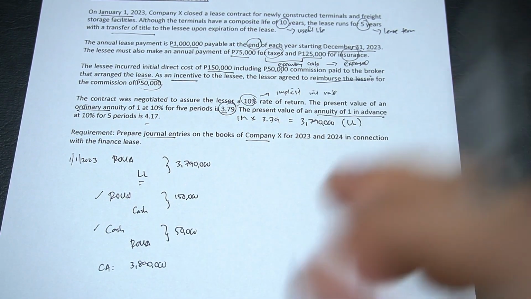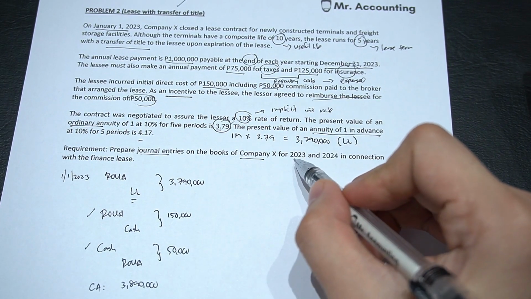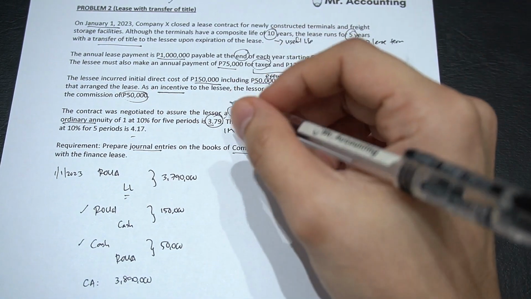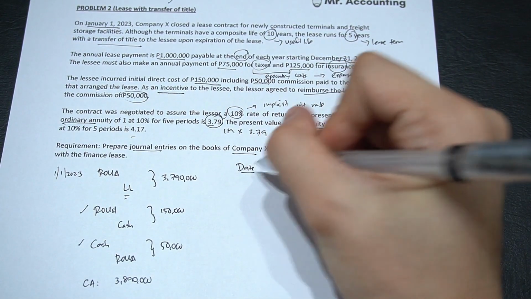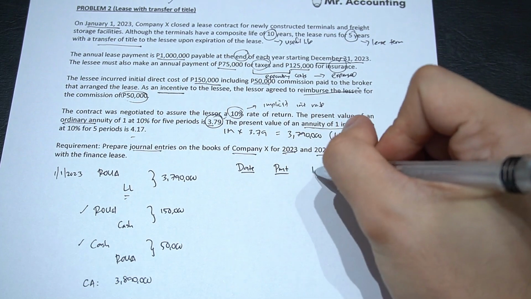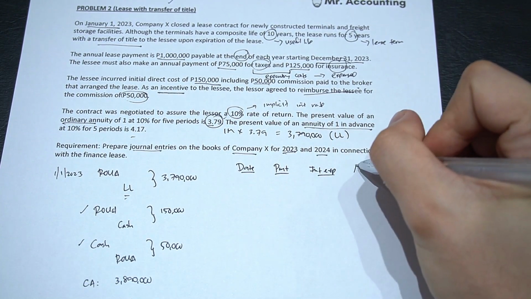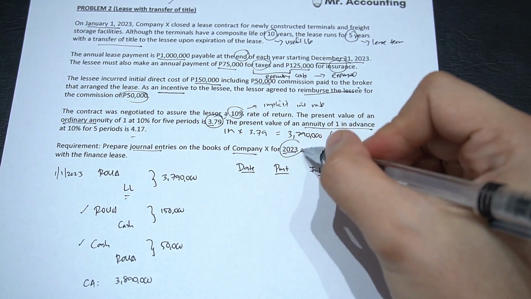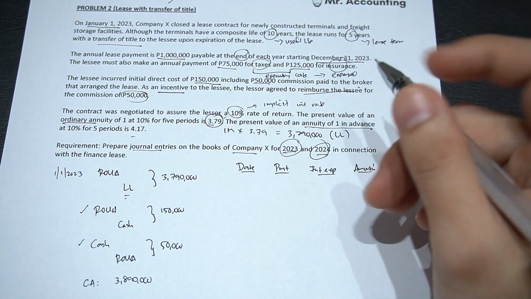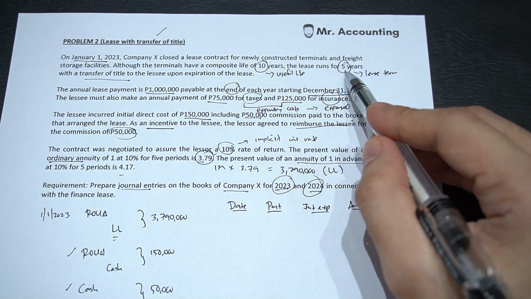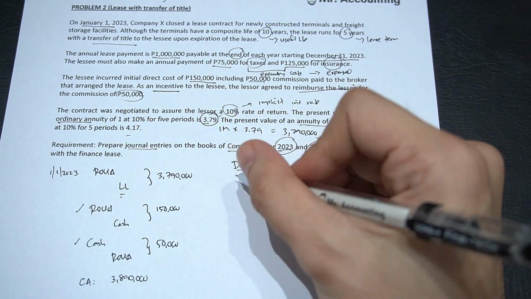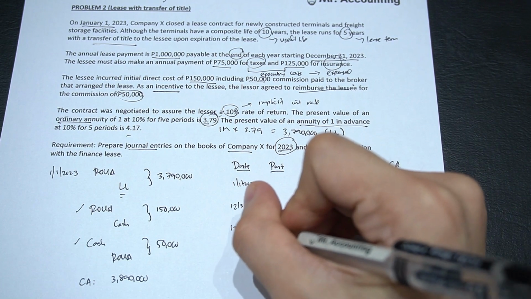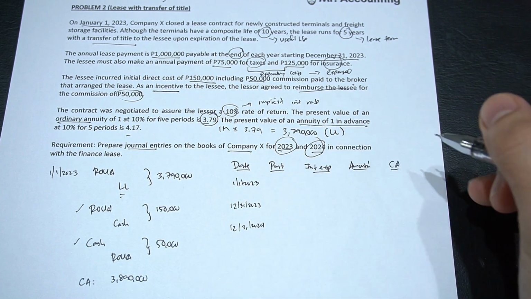Tama? Alright. So we're asked to journalize both 2023 and 2024. So tingnan natin class. Gagawin ko dyan is, again, I'll create an amortization table. So meron kang date, payment, interest expense, amortization, and carrying amount. Since ang tinatanong lang sa atin is 2023 and 2024, hindi ko nakukompletuhin yung amortization table ng 5 years. 2 years lang. Okay, so January 1, 2023, December 31, 2023, and December 31, 2024.